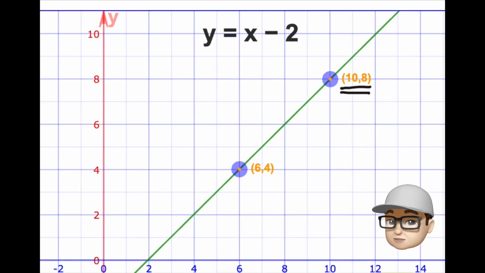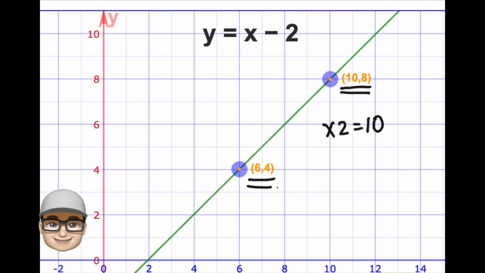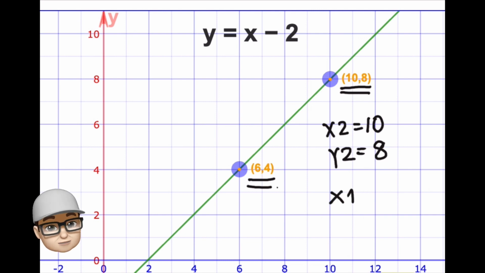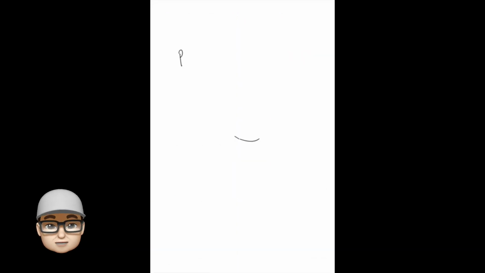So now this is 10, 8 and this is 6 and 4. So now x2 we can say it is 10 and we can say y2 as 8. Similarly, the second point we can say x1 is 6 and y1 is 4. Now let's find out what is Pythagoras theorem.